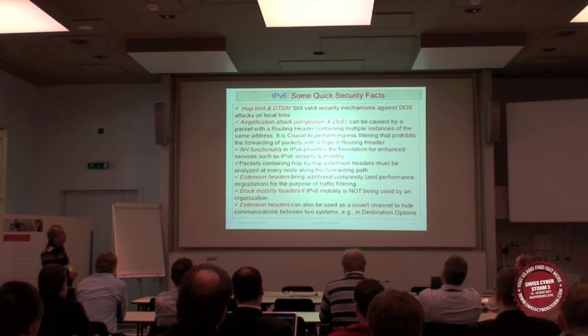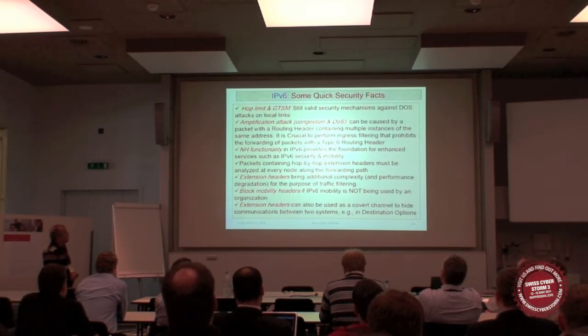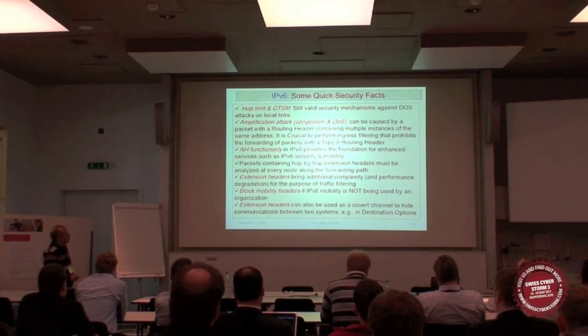So, some quick security facts about IPv6. Hop limit, GTSM, is still a valid security mechanism against denial of service attacks. Amplification attack, congestion and denial of service can be caused by a packet with a routing header containing multiple instances of the same address. It is crucial to perform egress filtering that prohibits the forwarding of packets with a type 0 routing header. This is inherited from IPv4.